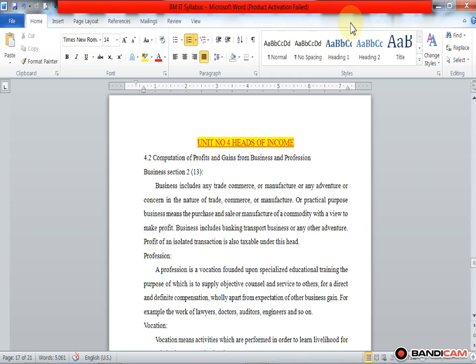Okay, and external audit is subdivided into other types of audit. Okay, in today's lecture we are going to start our unit number 4, that is heads of income. In this unit we have to study content 4.2, that is computation of profit and gains from business and profession.